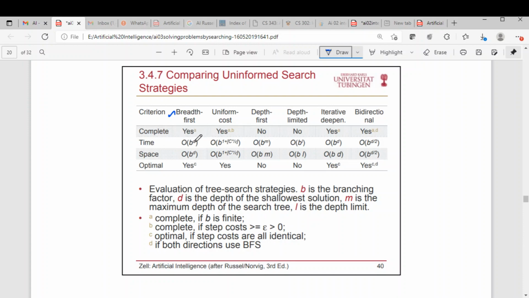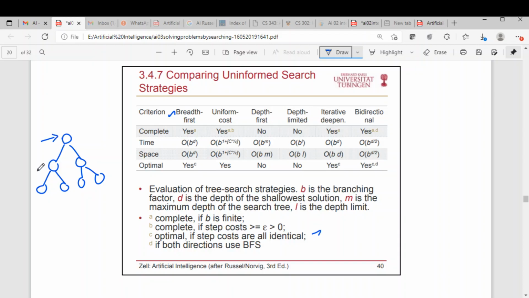And what is its time complexity? Order of b to the power d. Space complexity, it's order of b to the power d. Is it optimal? Yes, it is optimal with a condition. What condition? With the condition C, if step costs are identical. So if the step costs are identical, then it is optimal. That is, if all step costs are the same, then BFS is optimal. If step costs are not the same, then we cannot call it optimal. Because BFS just follows the order.